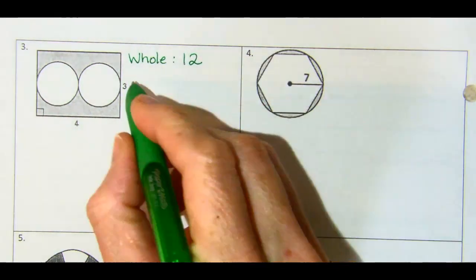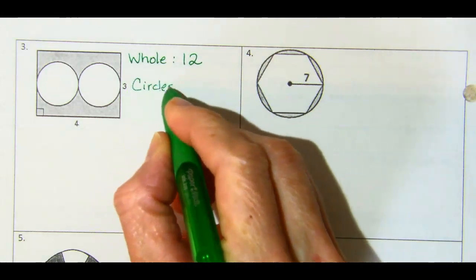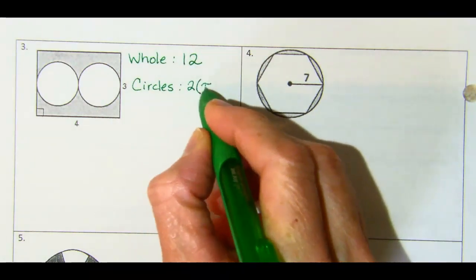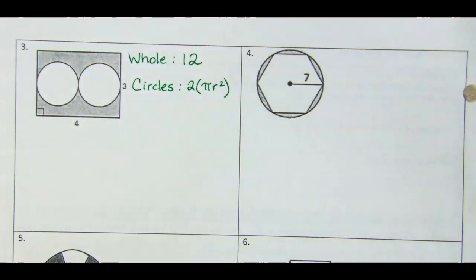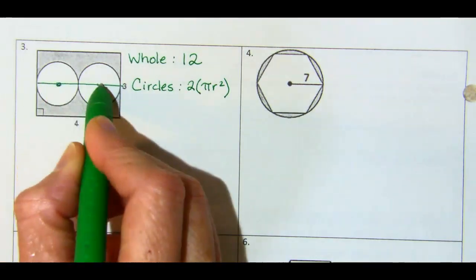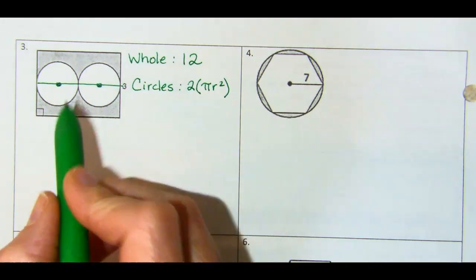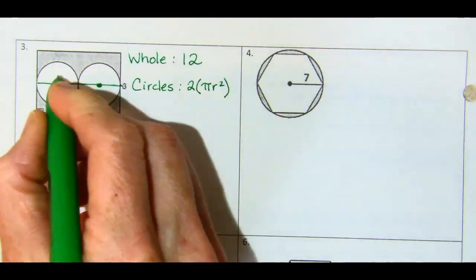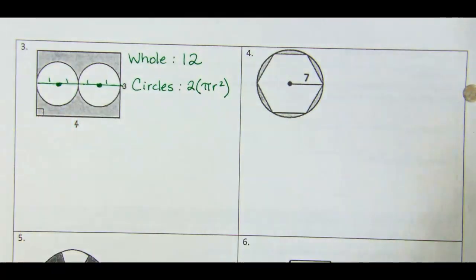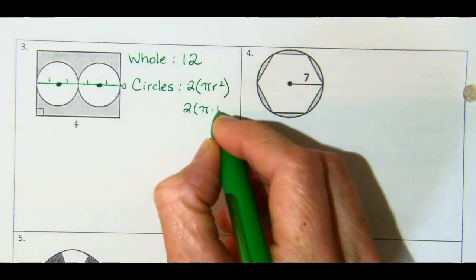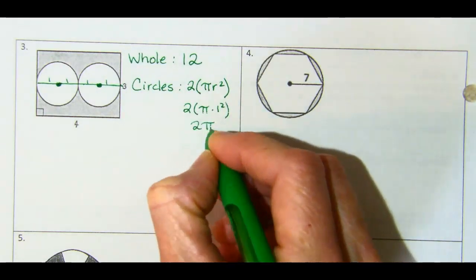Now the next thing I need to do is find the area of the circles. If I can find the area of the circles, that's going to be the part that I subtract out. And I can find the area of the circles if I do 2 times pi r squared. Well, we're going to have to figure out the radii of the circles. Well, it's kind of easy because if this is 4, then this is 4, then that means each of these diameters are 2, which means the radius is simply going to be 1. So this is simply 2 pi times 1 squared, so it's essentially 2 pi.